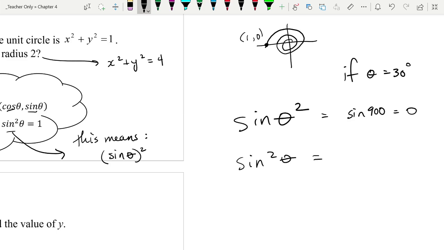But if I want the sine squared of theta, that's the sine of 30 squared, which is 1/2 squared, which is 1/4. So make sure you understand what that symbol means. Sine squared theta means sine of theta, figure out what it is, then square it. Okay.